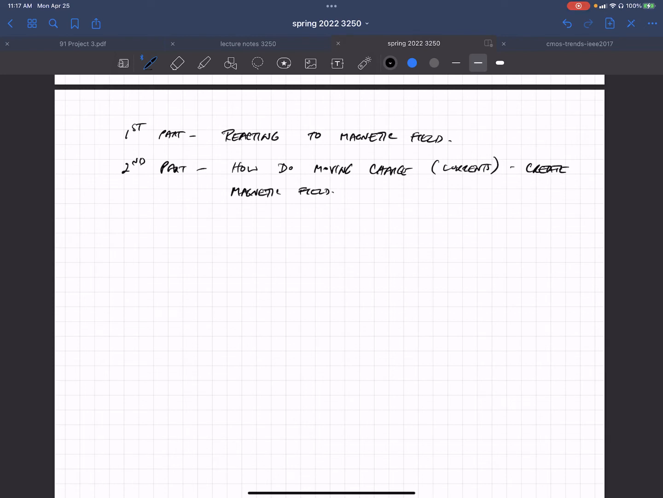So, in the end, everything is, of course, produced by charge. A magnetic field, so if you remember, so far when we were talking about electric fields, we were talking about static charges. And the reason we did that was because it's a lot easier to deal with static things.